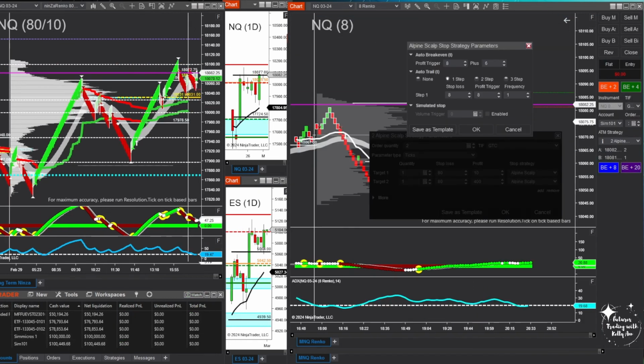So here's the automated strategy for the Alpine scalps. I've got two contracts here. I'm going in with an 80 tick stop loss initially. I'm taking 10 ticks of profit on the first contract, and I have the second contract set to take profit at 400 ticks. Then I've got an auto break even at 8 ticks plus 6, and an auto trail set up. Every 8 ticks, it moves up. So when you see I'm catching those little runners, that's what's happening there.